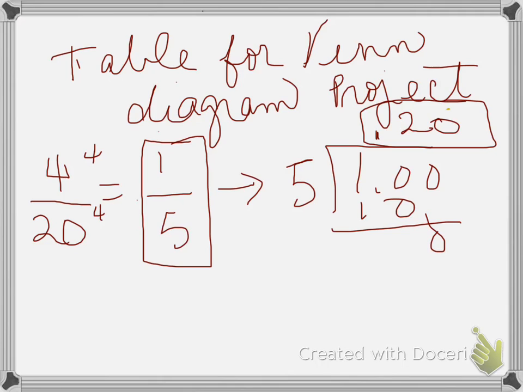And of course, to change it to a percent, if you have 0.20 and you want to change that as a decimal to a percent, you simply move the decimal 2 places to the right, and then put the percent sign at the end.